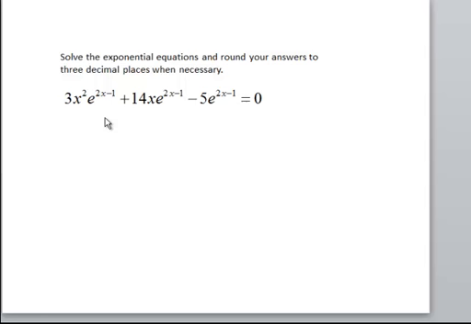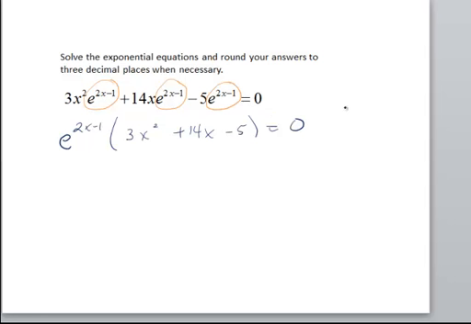Okay, last example. This one here looks really complicated. I've got x's and exponents and e's all over the place. Turns out to be the easiest example so far. If you notice, each term has a common factor of e to the 2x minus 1. I'm going to factor that quantity out. When I take out the e to the 2x minus 1, what are we left with? I get this polynomial 3x squared plus 14x minus 5.